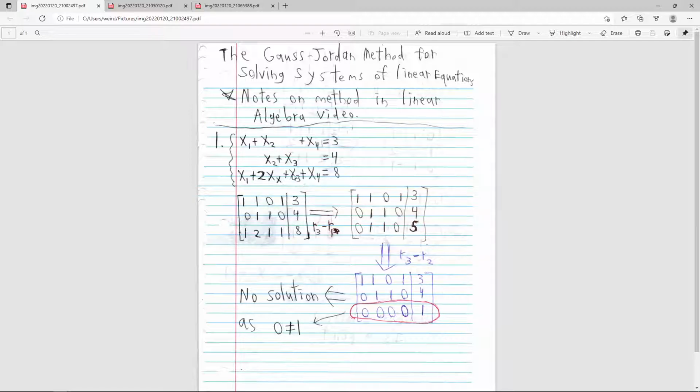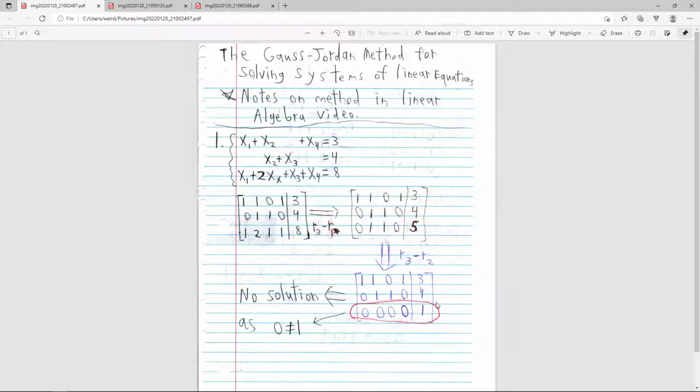So here's a 4-variable system of equations. You write it in the augmented matrix format. We do row 3 minus row 1. So we get 1, 0, 0 for the first column, and we also get a column full of zeros. Then we do row 3 minus row 2, and we get a row full of zeros, except for a 1 at the right-hand side.